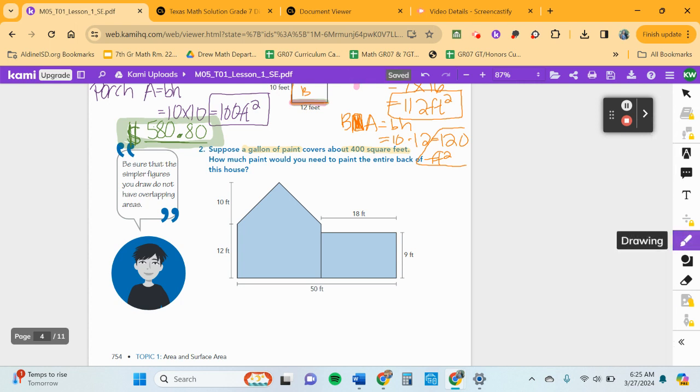So let's draw that out. 1 gallon of paint probably looks like this. Can cover 400 feet squared. I need to stop using orange. All right, that's a gallon of paint. Now we have to find the area of this composite shape. First, think, what shapes can you break this down into? What shapes do you see?